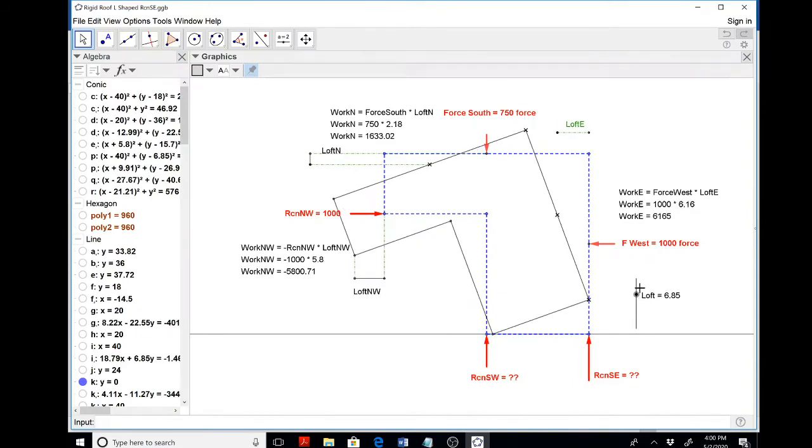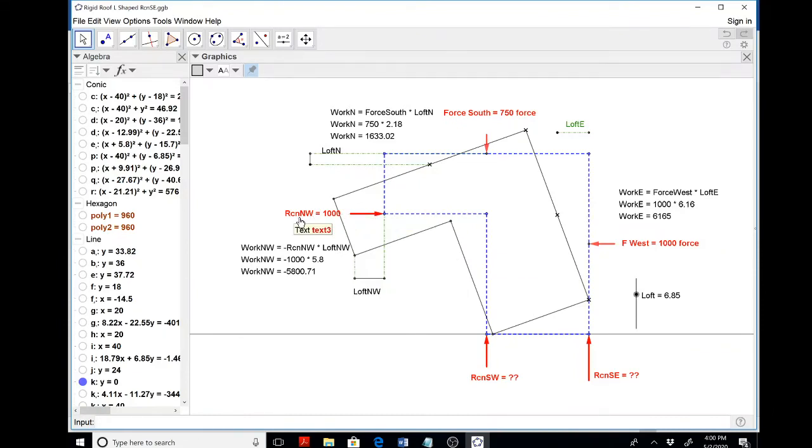The nice thing here, I think this is pretty sweet, is that you could see the work done by the west force. What it really is this force times the westward movement, and I'm calling it left-east because it's on the east face. The work done by this force, the wind blowing southwards on the north face, is this loft, and that one is positive, this one is positive.